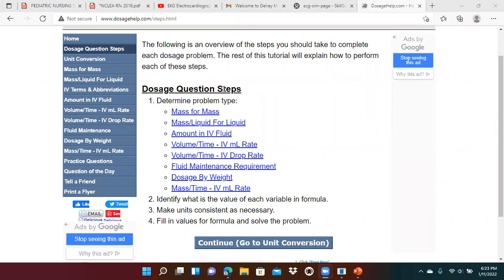First, dose question steps. Determine the problem type: mass for mass, mass and liquid for liquid, amount in IV fluid, volume over time (IV milliliter rate), volume over time (IV drop rate), fluid maintenance requirements, dose by body weight, and also mass over time (IV milliliter rate). Then identify the value of each variable in the formula and make units consistent as necessary, and also fill in the values for the formula and solve the problem.